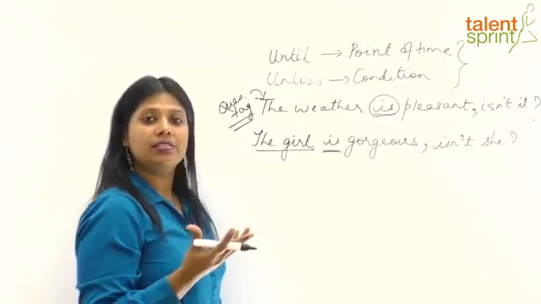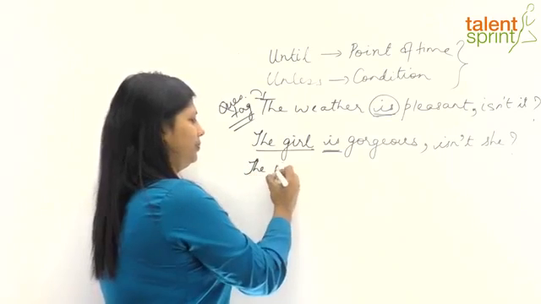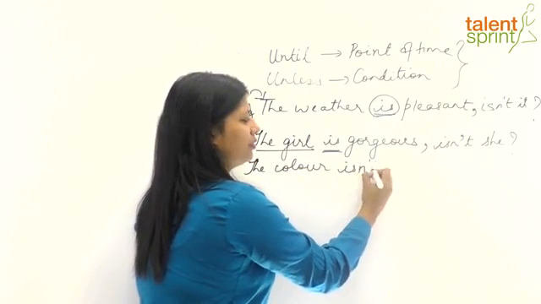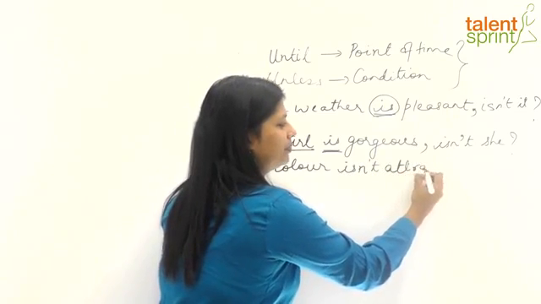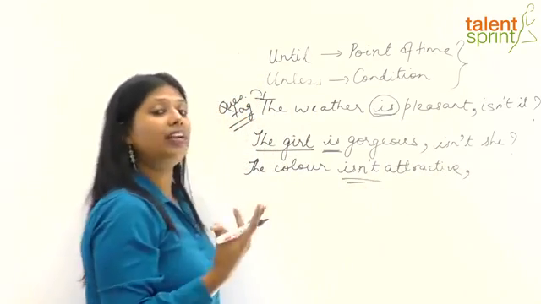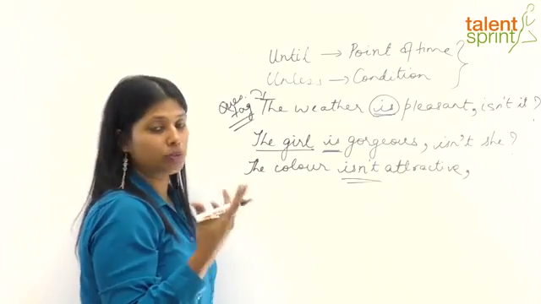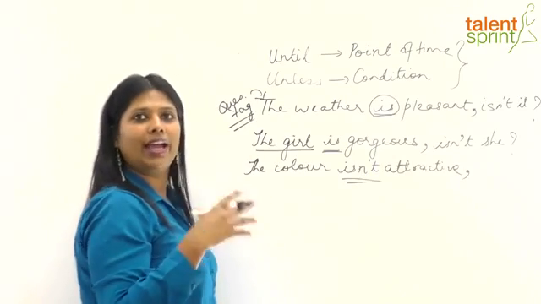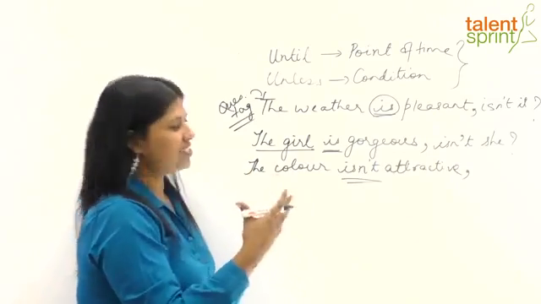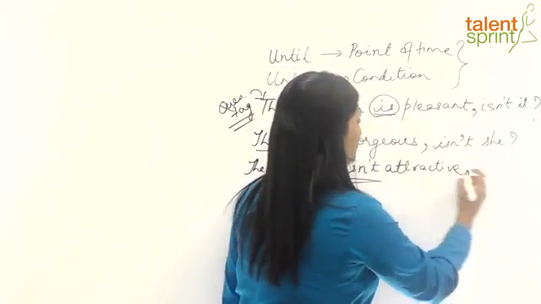Okay, the dress is not so attractive, or the color isn't attractive. Now what should I use here as a tag? Here you notice it is a negative statement when you're using not. Okay, the color isn't attractive. What do we say? Is it? Okay, again, is it?